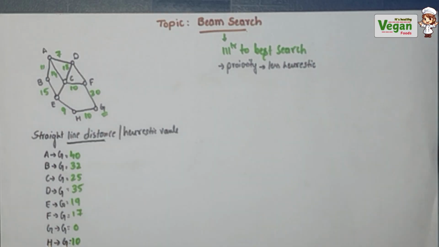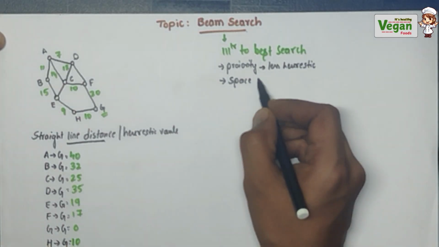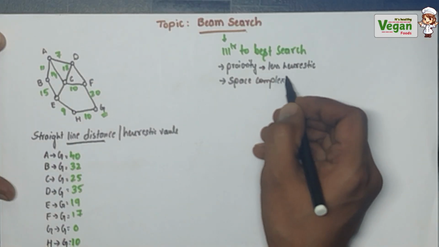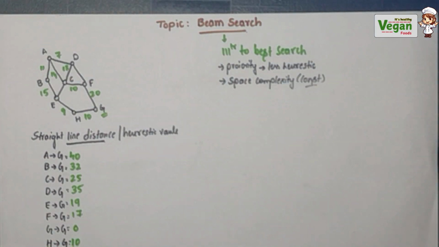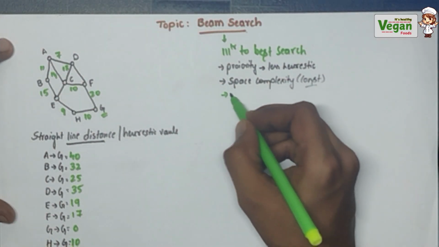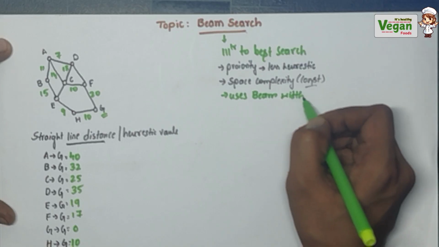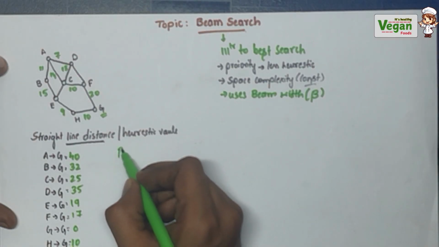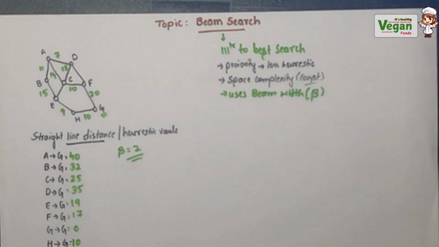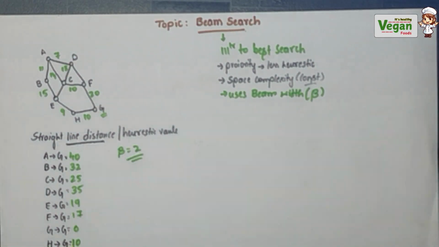Now let's compare best first search and beam search, because beam search takes care of the space complexity. The space complexity will be constant here, and it uses the beam width, which we can call beta. It will be given in the question itself. For example, let's say they have given the beta value as 2. Let's write the best first search first, and then compare it with beam search.